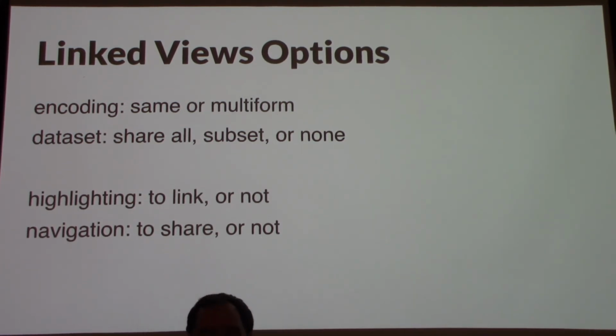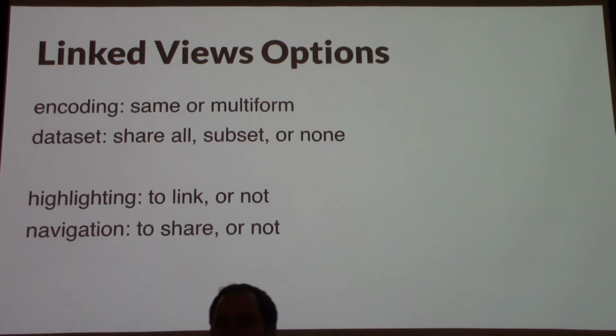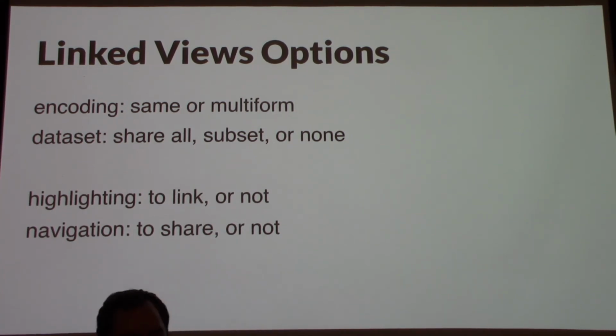And of course, based on this, you can span up a matrix. You can say same and share all. That's a little bit boring because it's actually just the same plot twice. You can say a different representation that shares the data. Sure, that makes sense because I can use the benefits of one individual visualization technique over the other. Subsetting is of course the small multiples example. And then none. I don't know what the none does here.